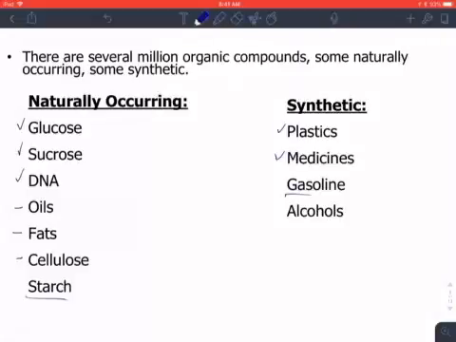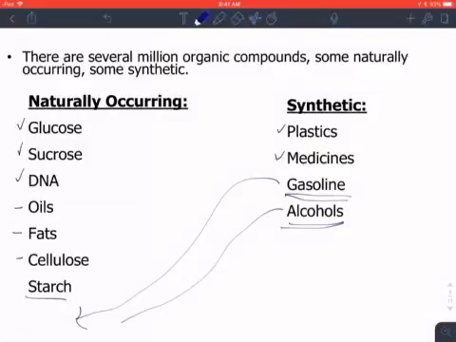Now gasoline does come out of the ground. It comes from fossil fuels, so you might argue that it might be naturally occurring. That wouldn't be a bad argument. Same with some alcohols. Some alcohols are created by fermentation by various types of yeast, and therefore you could argue that that is also naturally occurring. But I'm not going to be asking you to state one versus the other. Plastics are obvious. Medicines, there could be some naturally occurring medicines, but don't worry about that type of information.